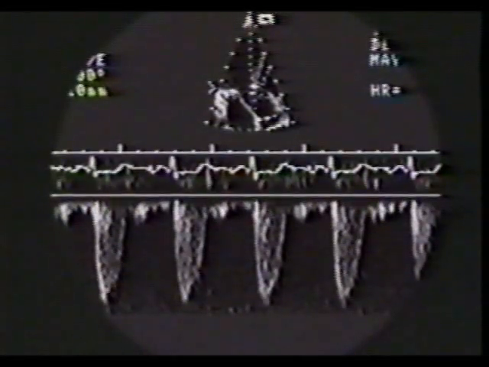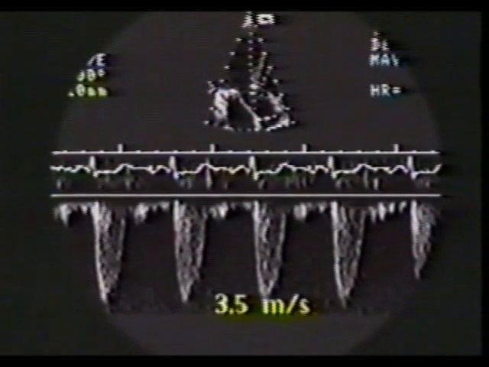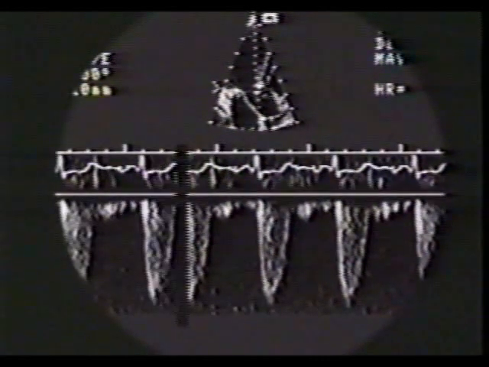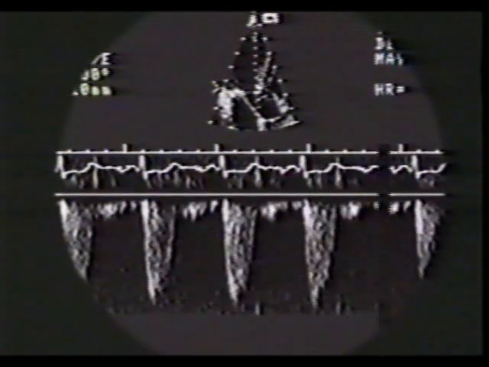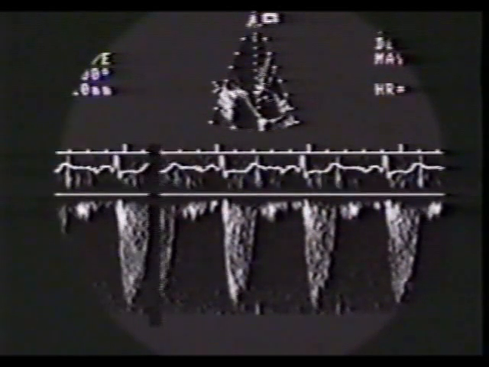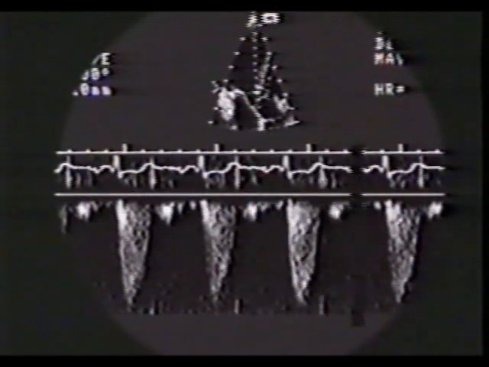On continuous wave Doppler interrogation, the peak velocity across the stenosis measured 3.5 meters per second, indicative of moderate degree of obstruction. Note again, absence of aortic regurgitation.